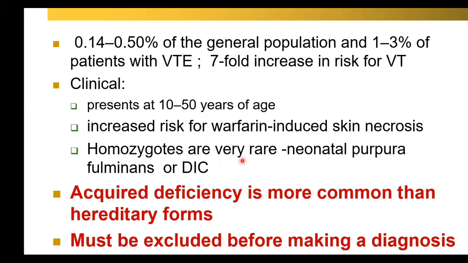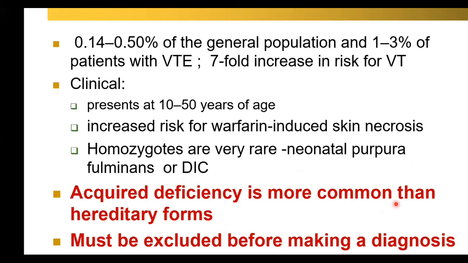And homozygotes do not exist or are very rare because it's almost always fatal, and if at all they are there, then neonatal purpura fulminans is one of the clinical presentations, and DIC.